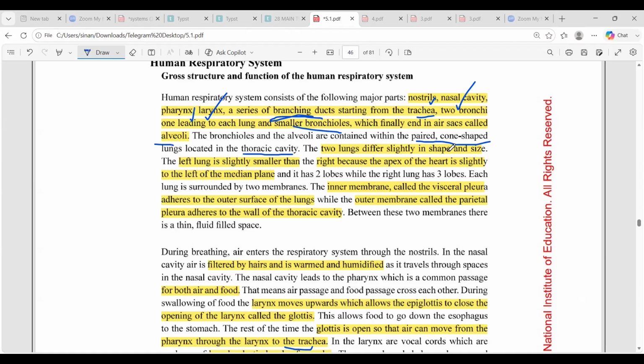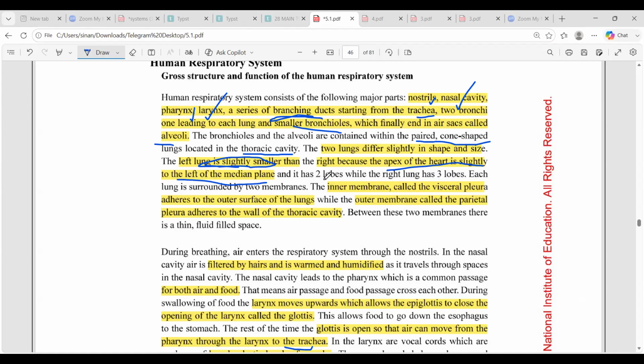The two lungs differ slightly in shape and size. Also, the left lung is slightly smaller than the right lung. You have to give the term slightly smaller. Why is it so? Because the apex of the heart is slightly to the left of the median plane. That's why the left lung is slightly smaller than the right lung.